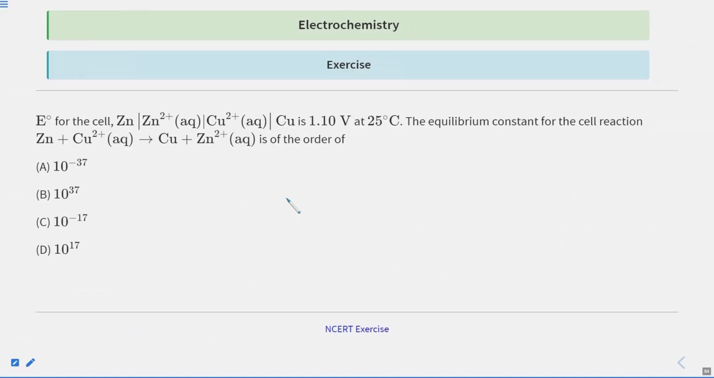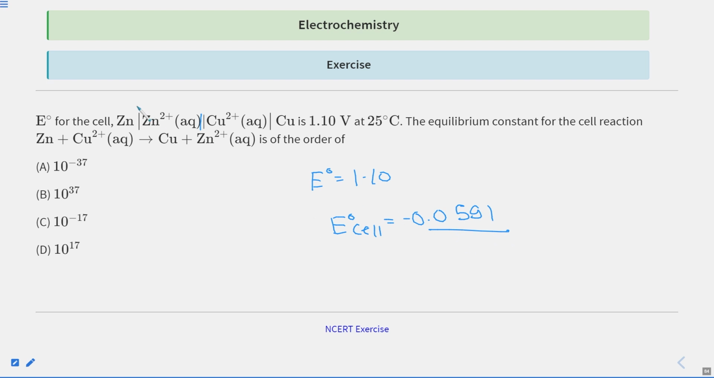Now this question, this is a very good question. So what does this question say? In the double bar, E0 for the cell is given directly, 1.10. We have to find the equilibrium constant. So at equilibrium, the Nernst equation becomes E0 cell equals 0 minus 0.0591.